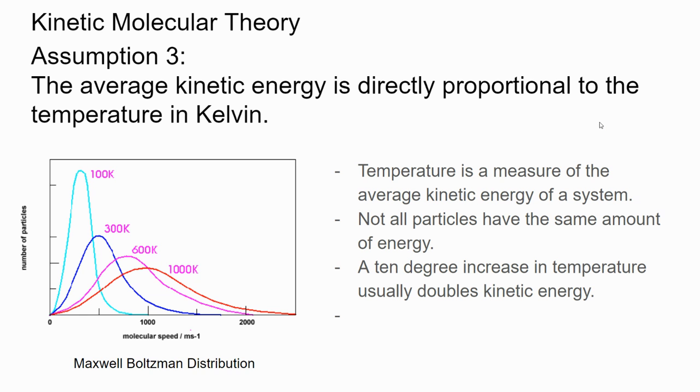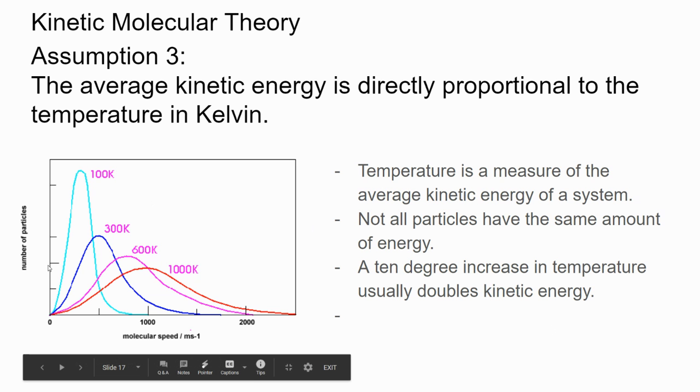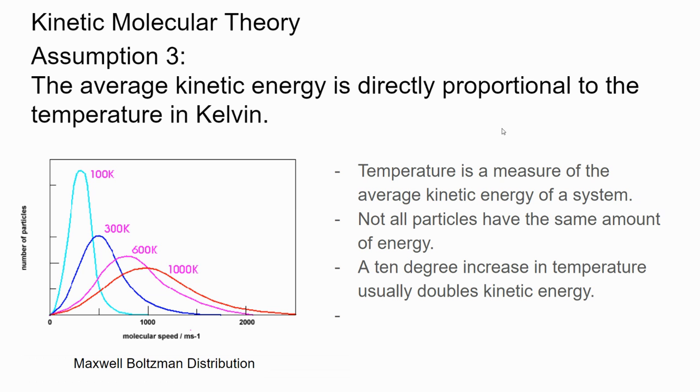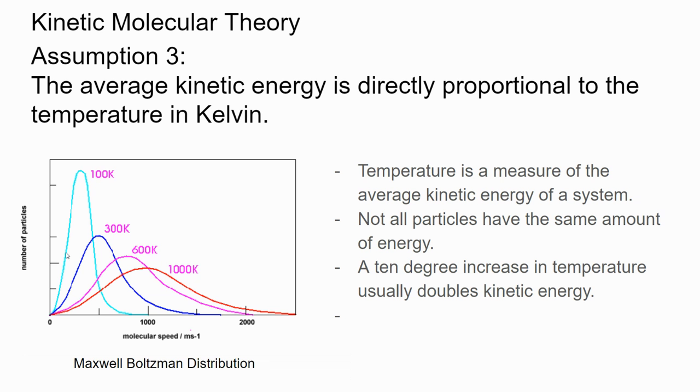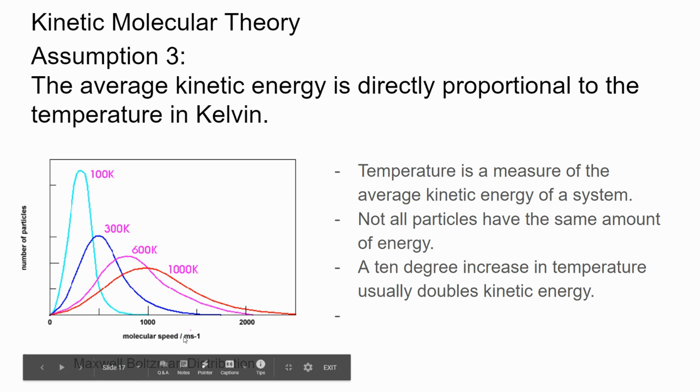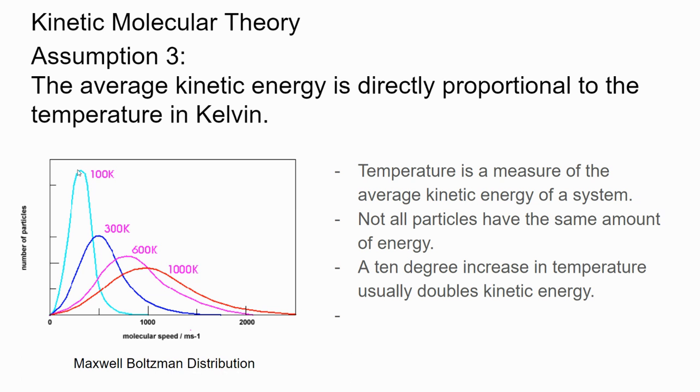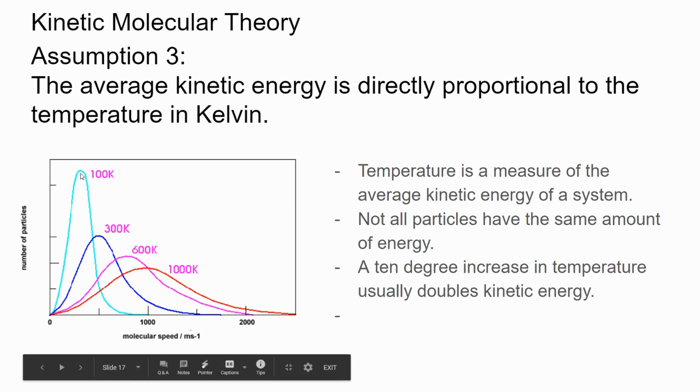Okay, now this chart here is called the Maxwell-Boltzmann distribution curve. It shows the molecular speed on the x-axis, and the number of particles on the other axis. You'll notice that as the temperature increases, so we start at 100 K with this aqua one, most of the particles are moving very slowly. That's because it's colder. If something's cold, most of the particles are going to be moving rather slowly.